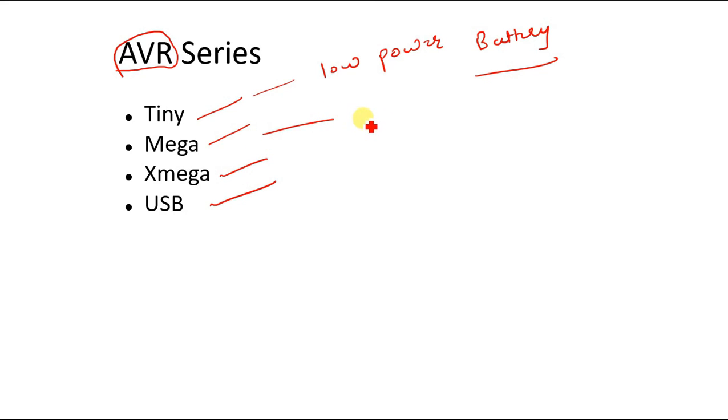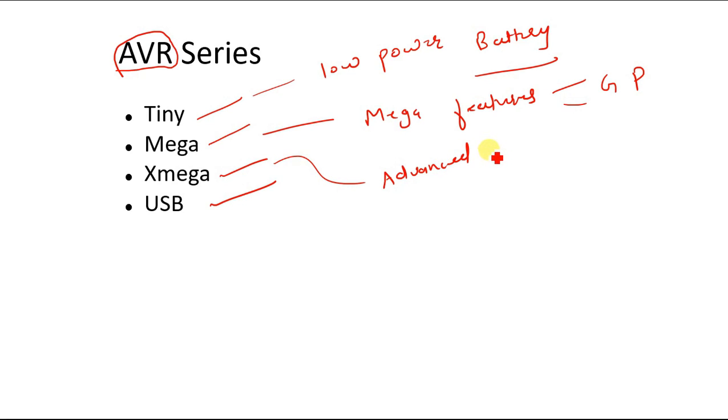device range which are optimized to run on battery. Then Mega series is the one which is having mega feature set and which are useful for almost all the general purpose applications. XMega is an advanced Mega series, so you can just consider that to be a Mega series which has got more number of features than even the Mega series. And USB is just another Mega series of controllers which has got on-chip USB for the usage.